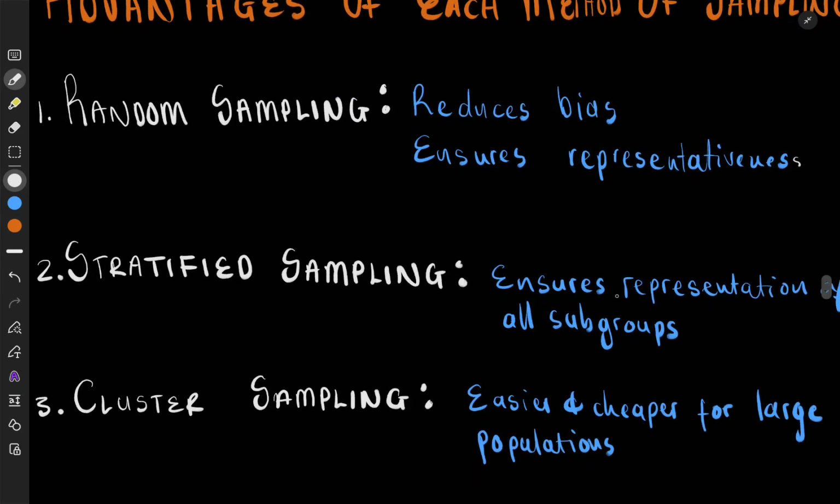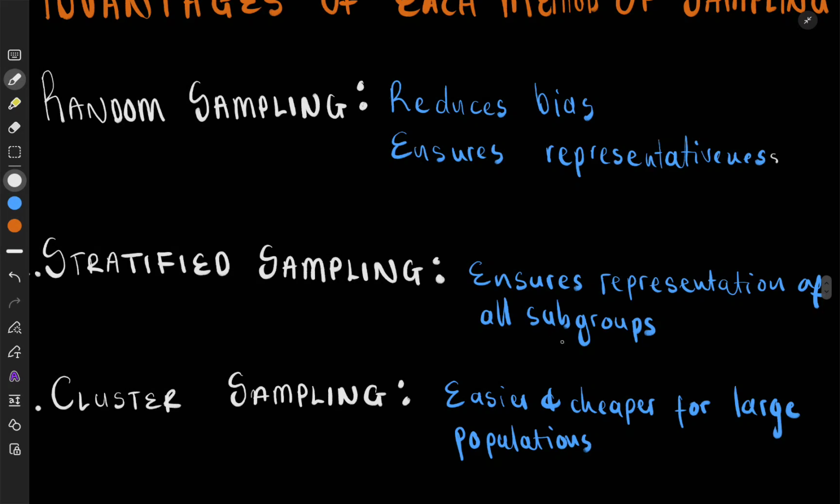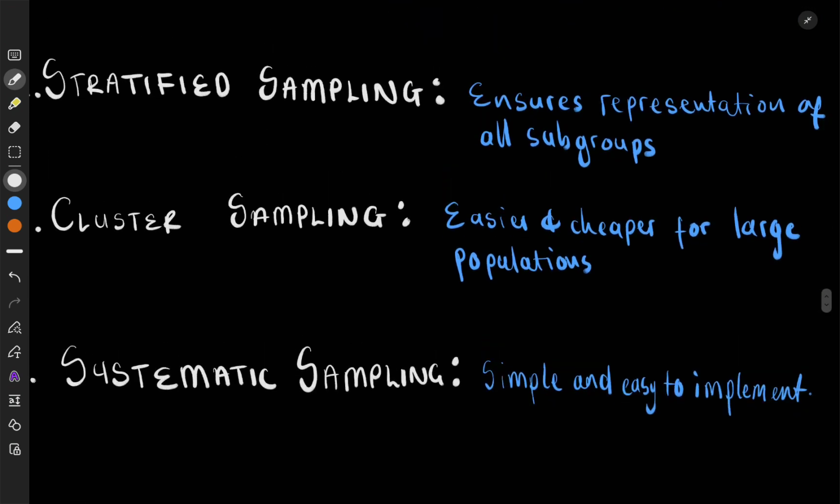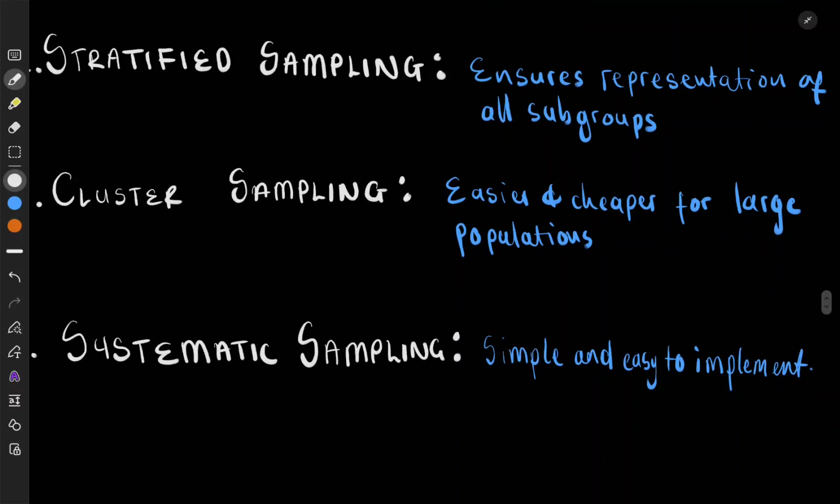Then stratified sampling ensures that there is representation of all subgroups. When we want not just individuals, but to make sure every subgroup is represented, we use stratified sampling. To make sure that every age group is represented. It doesn't give every individual an equal chance. But what it does is make sure that every subgroup is represented, every age group or every income level. That is stratified sampling.